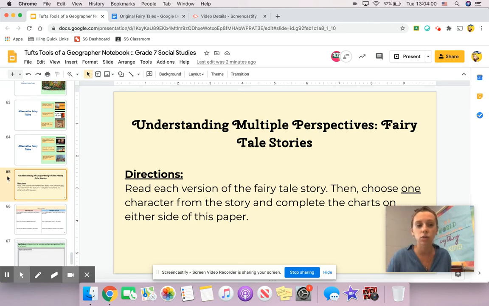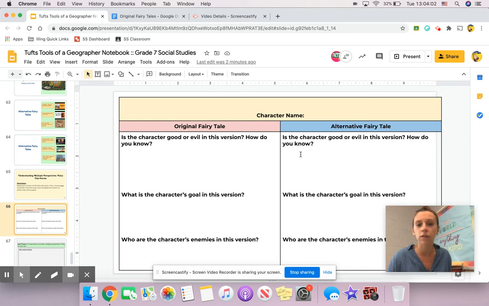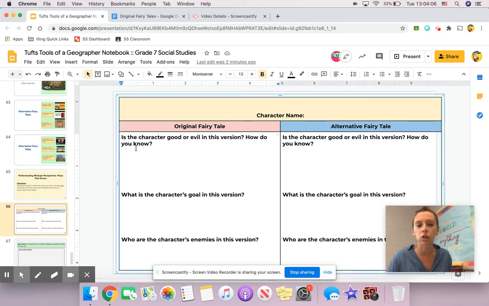The way you're going to do that is on slide 66, you have a little graphic organizer. So right here, for the original fairy tale, was Cinderella good or evil? How did you know? I would say she was good. I knew that because she was kind to animals, kind to other people. And even when her stepsisters and stepmother were evil to her, she was kind to them. So I would explain that she was good.